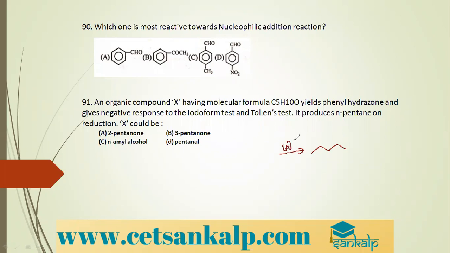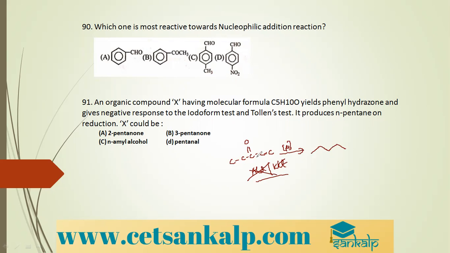So the compound is C5H10O. So what they have said is it might be an aldehyde or a ketone. Yes. So they are saying it yields phenylhydrazone, so it can be an aldehyde or a ketone. But it gives negative response to iodoform test and Tollens' test. Negative response to Tollens' test means it is surely a ketone. And it is showing a negative test for iodoform. That means it shouldn't be a methyl ketone. If the ketonic group were at the end, it becomes a methyl ketone and shows iodoform test. But it is not showing iodoform test, means ketone group is in the middle.